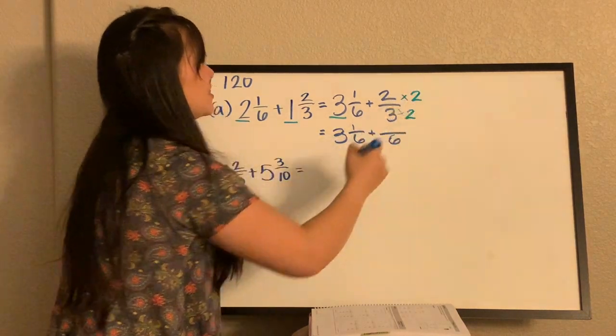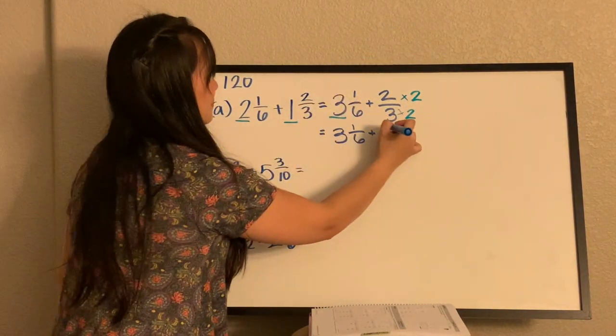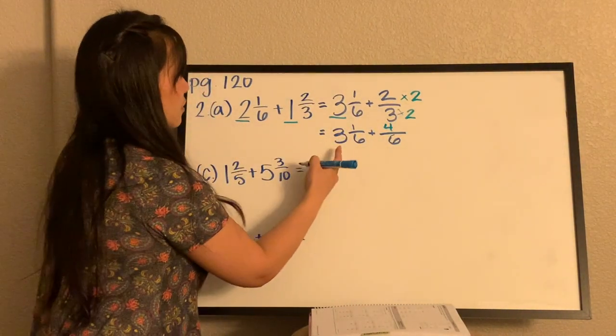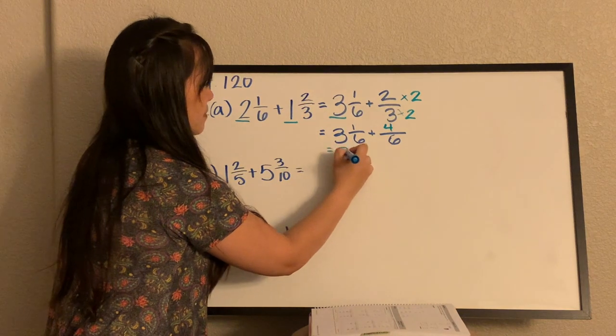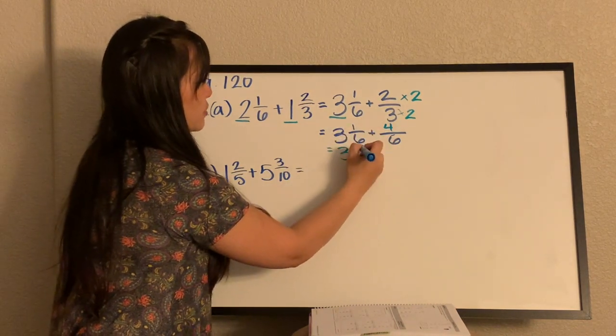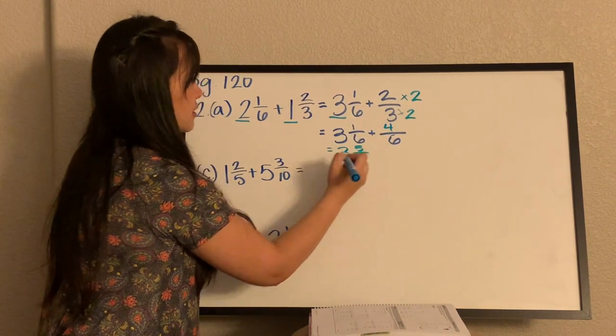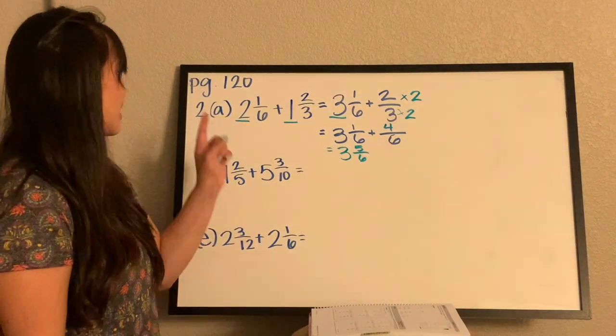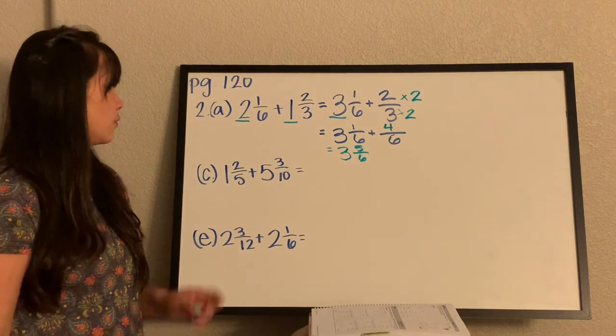All right, 2 times 2 equals what? 4. All right, so now we're gonna just add it straight across, right? The 3 stays the same, and then 1 plus 4 equals 5/6. And that is it. Cool. That's the answer for 2A.